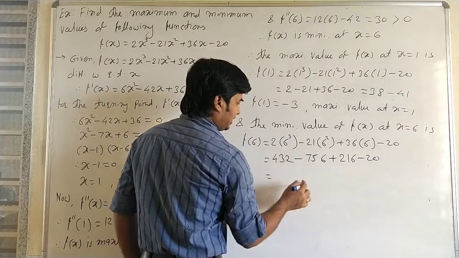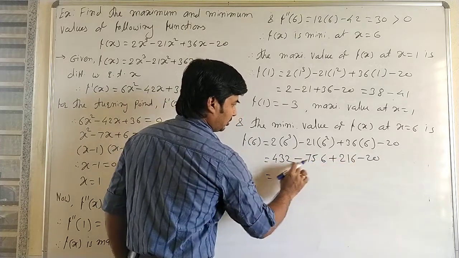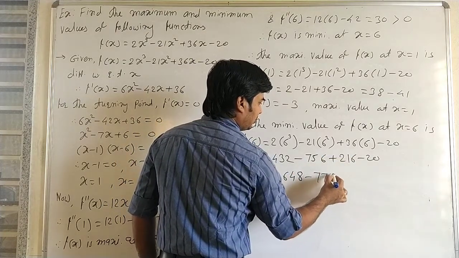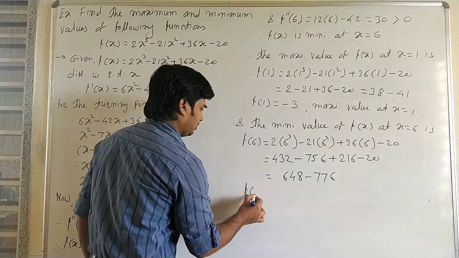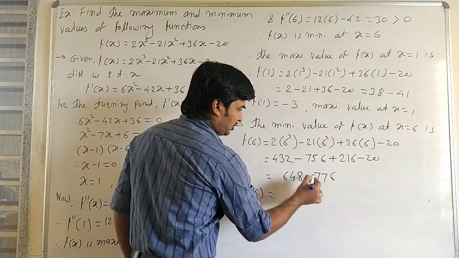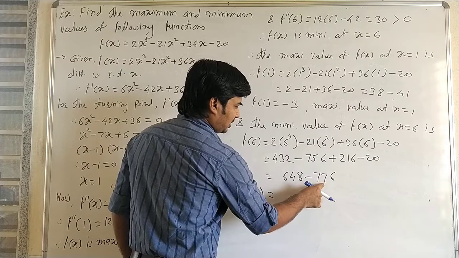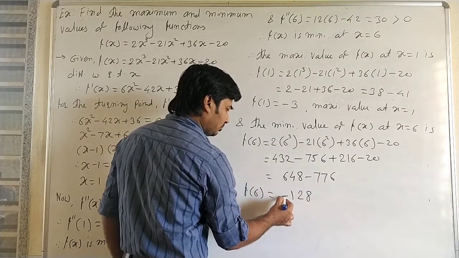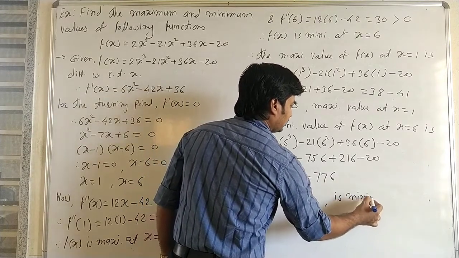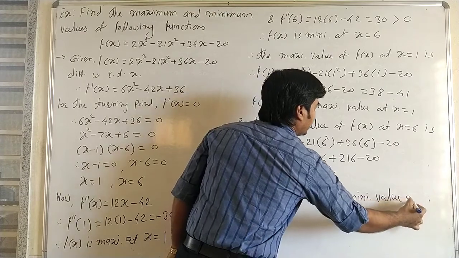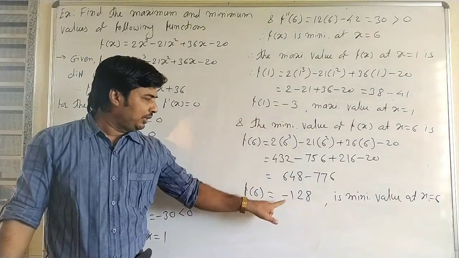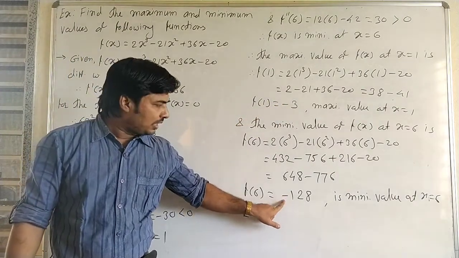Okay, then 432 plus 216, addition करायला फक्त 8 4 6, minus या दोन्हीचे addition 7 7 6, and therefore f of 6 is equal to 776 minus 16 minus 8, it is minus 128, and is the minimum value at x is equal to 6. Therefore maximum value of f of x is minus 3 and minimum value of f of x is minus 128.